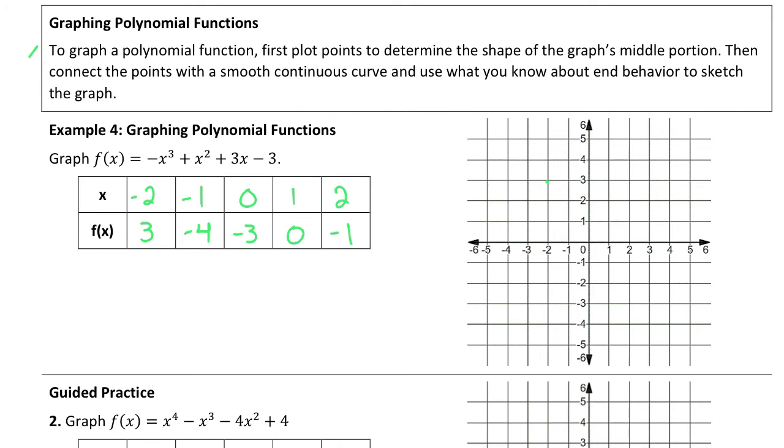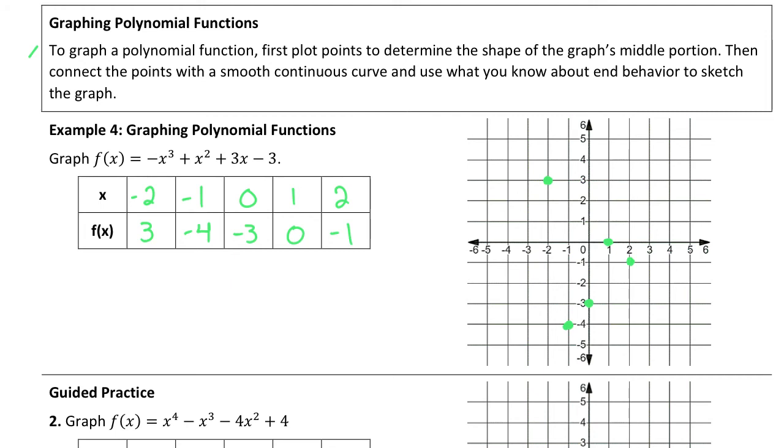-2, +3. -1, -4. 0, -3. 1, 0. 2, -1. So I've got kind of a lot of weird stuff going on. What I'm going to do is just draw a smooth curve through these points, but not go to the left of the leftmost point and not go to the right of the rightmost point.